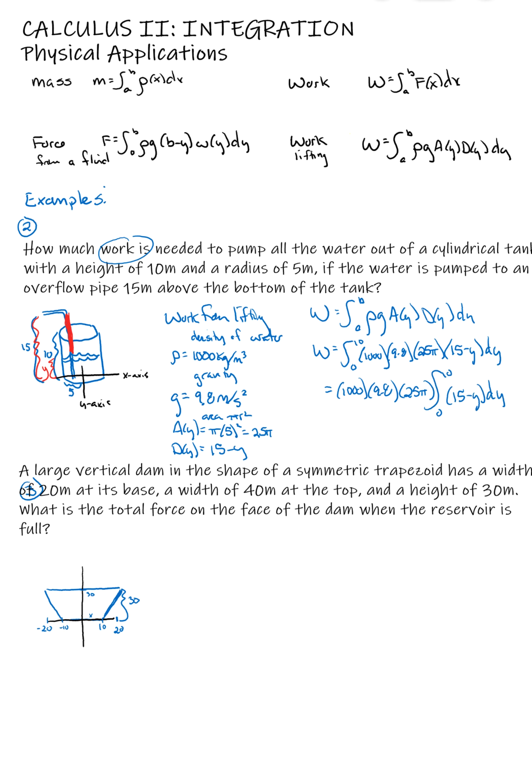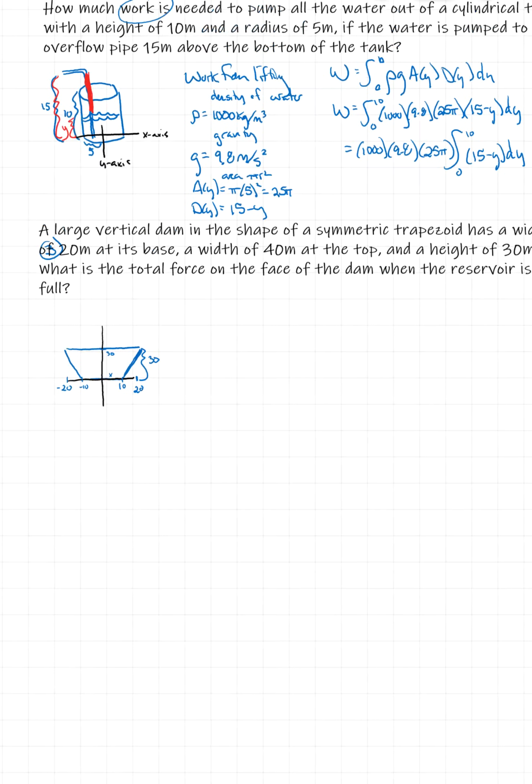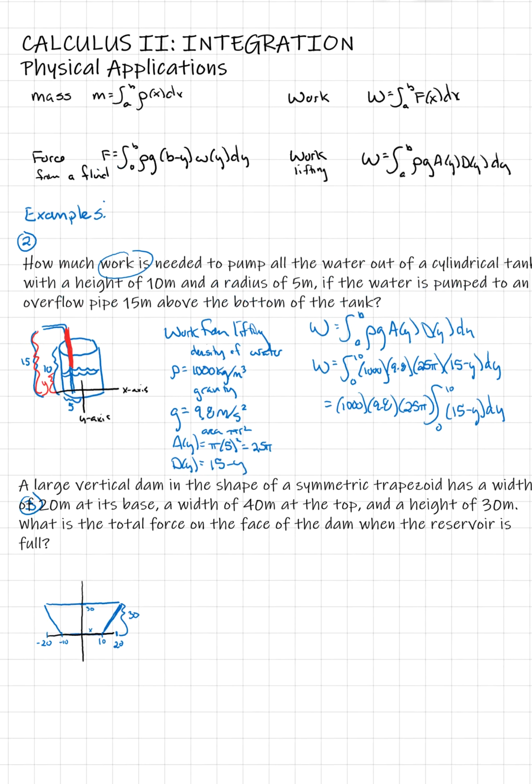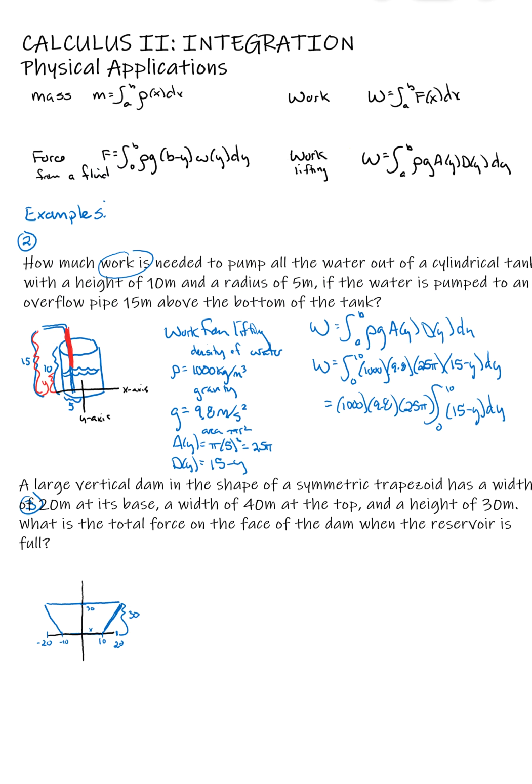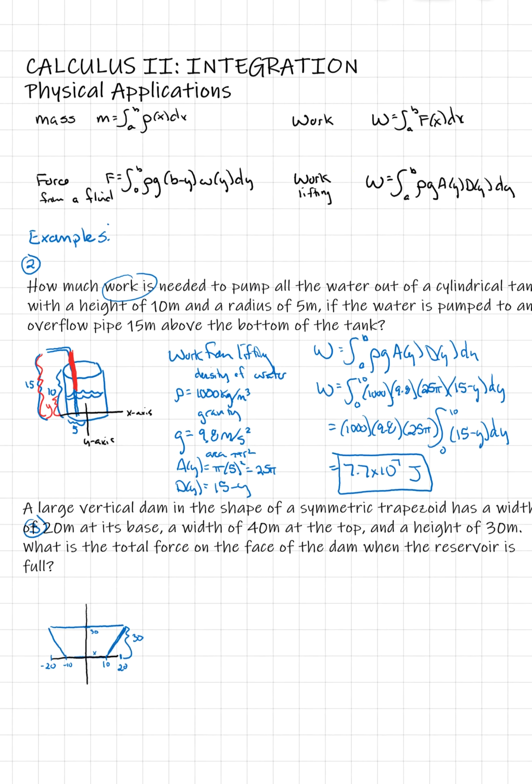Evaluate that from 0 to 10. Oh, that's going to be so easy. I will let you have fun with that. Shouldn't be too difficult. Lots of multiplication, but that shouldn't be too bad. You should end up with 7.7 times 10 to the 7th. Of course, this is work, so it will be in joules. All right, have fun with that one.